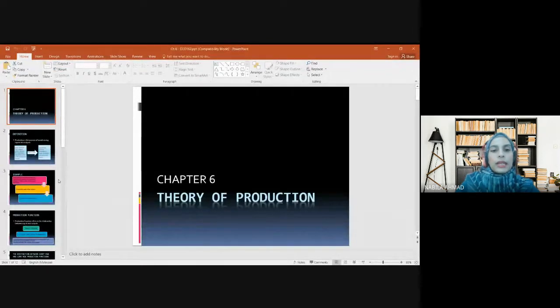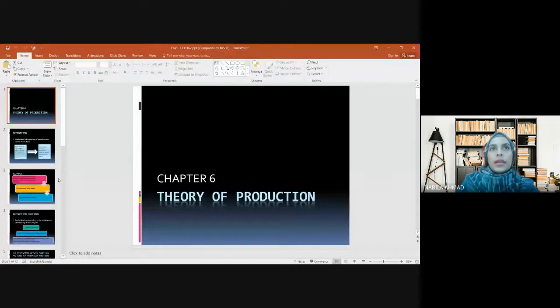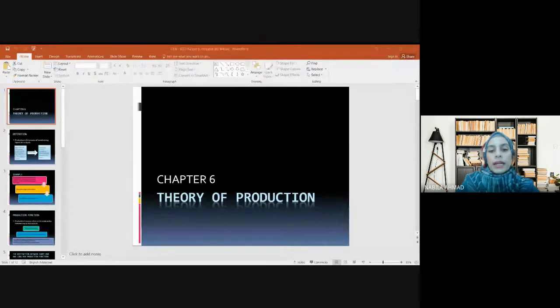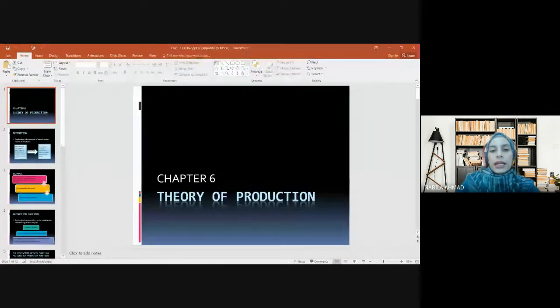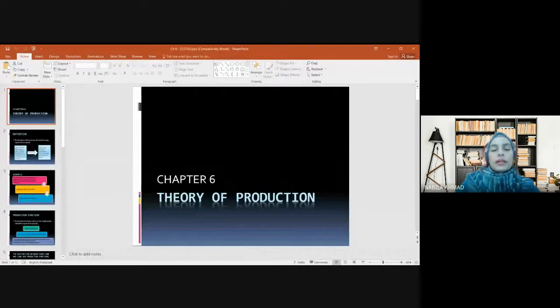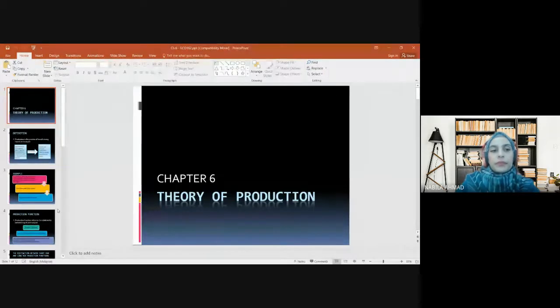Okay, so chapter 6 is about theory of production. Okay, sebelum ni kita dah belajar tentang bagaimana nak tentukan harga, bagaimana nak tentukan quantity, demand and supply. Okay, and then kita market equilibrium. Okay, so now kita nak tengok production process itulah, ya.